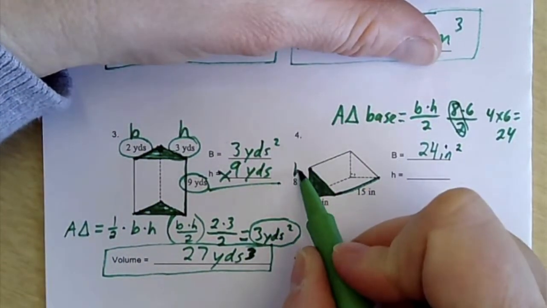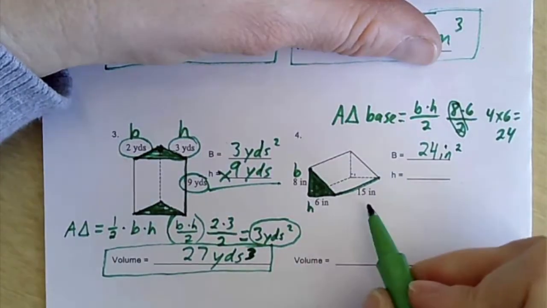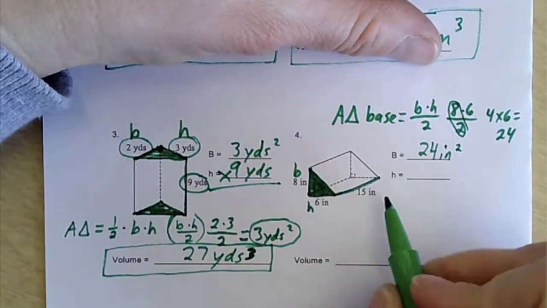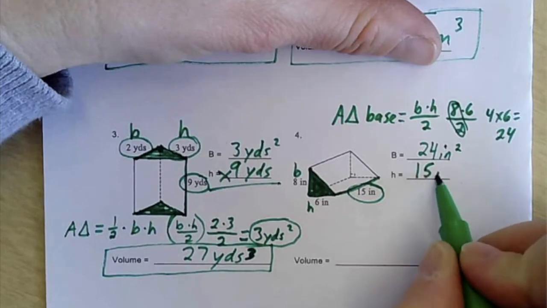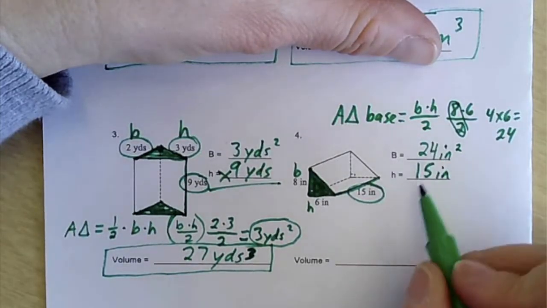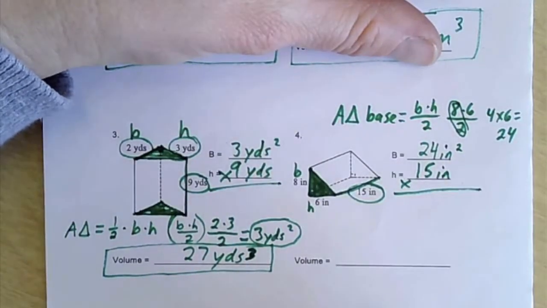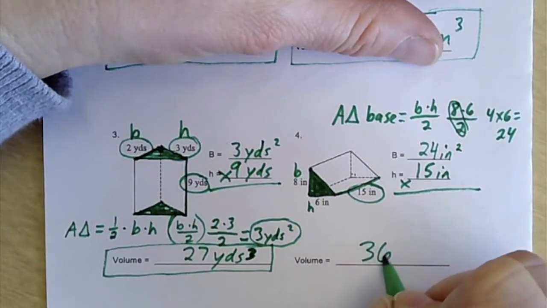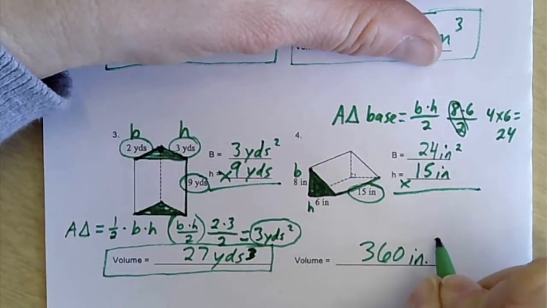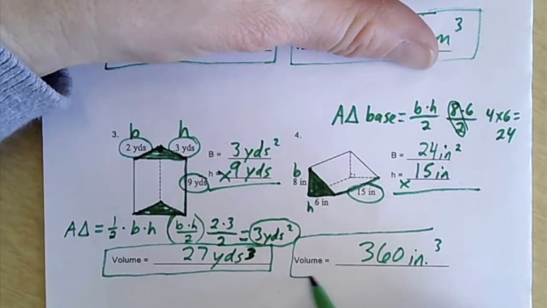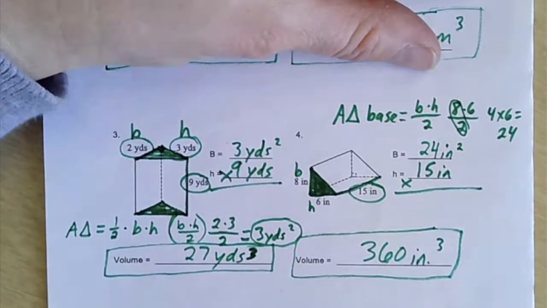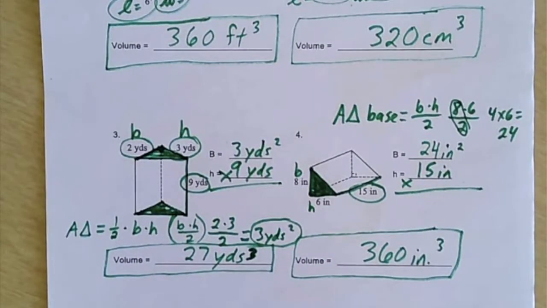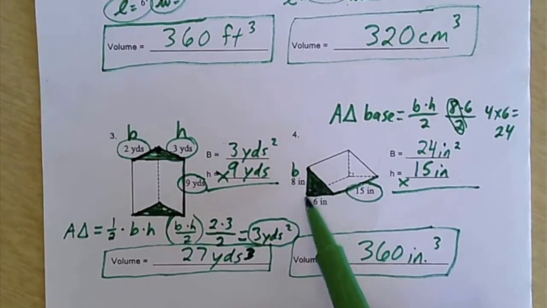So there's our base and height, and then this is our other dimension, 15 inches. Area of the base times the height, 24 times 15. On my calculator, I get 360 inches cubed. This is volume. Thinking how many cubes would fit into that shape there. So length times width times height is one way to think about it, or finding the area of the base and then timesing it by the height.